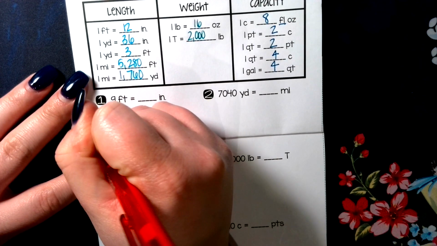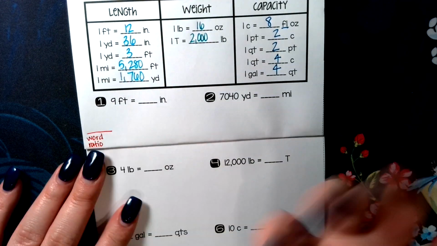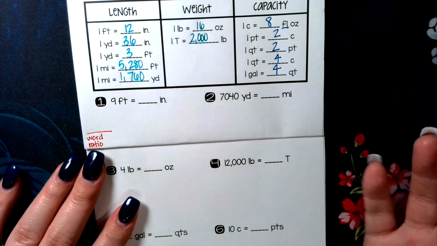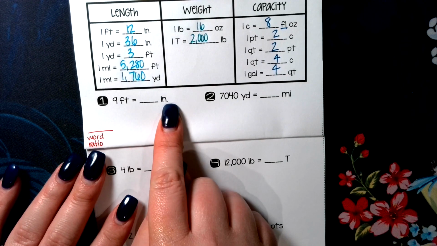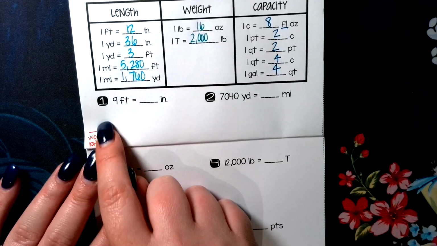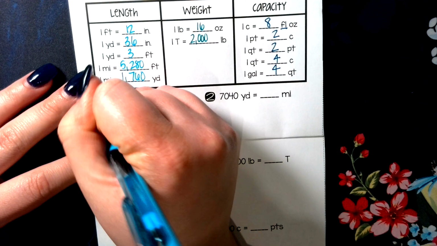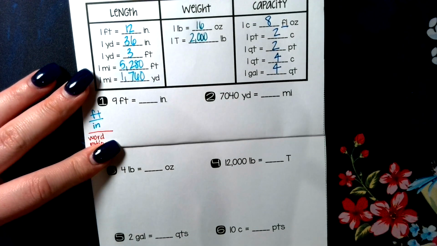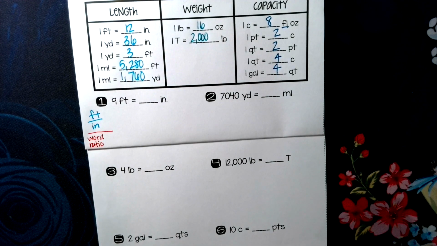We've done these before. We want to set up a word ratio of what units we're trying to compare. So for this first one, we're trying to compare feet and inches. So I want to set up my ratio with feet and inches. For this, it does not matter what goes on top or bottom, just that the numbers stay where they need to stay. The numbers stay with their units.